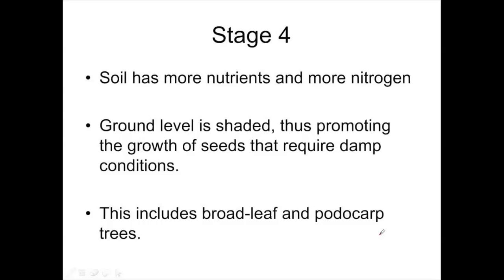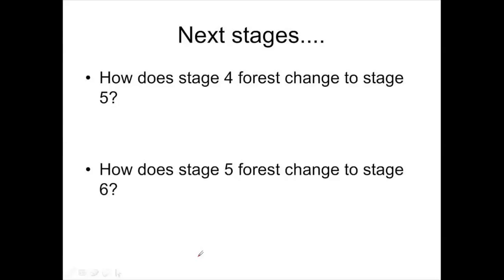Okay, stage 4. Stage 4 has more nutrients and more nitrogen. So we'll now move to our broadleaf and podocarps. Soil has more nutrients and nitrogen. The ground level is now shaded, thus promoting the growth of seeds that require damp conditions. This includes the broadleaf and podocarp trees.